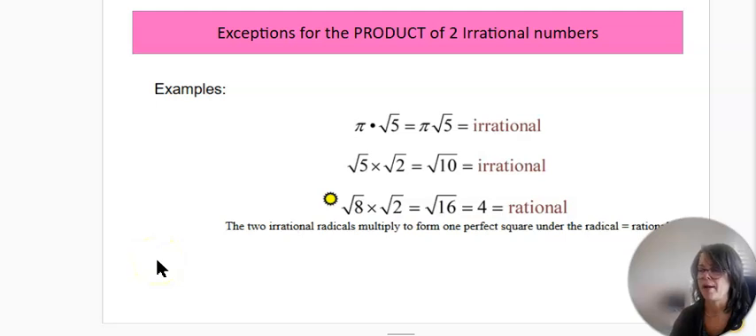Let's talk about the product of two irrational numbers. Pi is irrational, square root of 5 is irrational. The answer is irrational. Same thing with this second one, but square root of 8 times square root of 2, you know the rules. We multiply, we get square root of 16. But when you simplify square root of 16, you get 4, and that's rational. So you see, we have an exception sometimes, which is why I say put everything in the calculator.